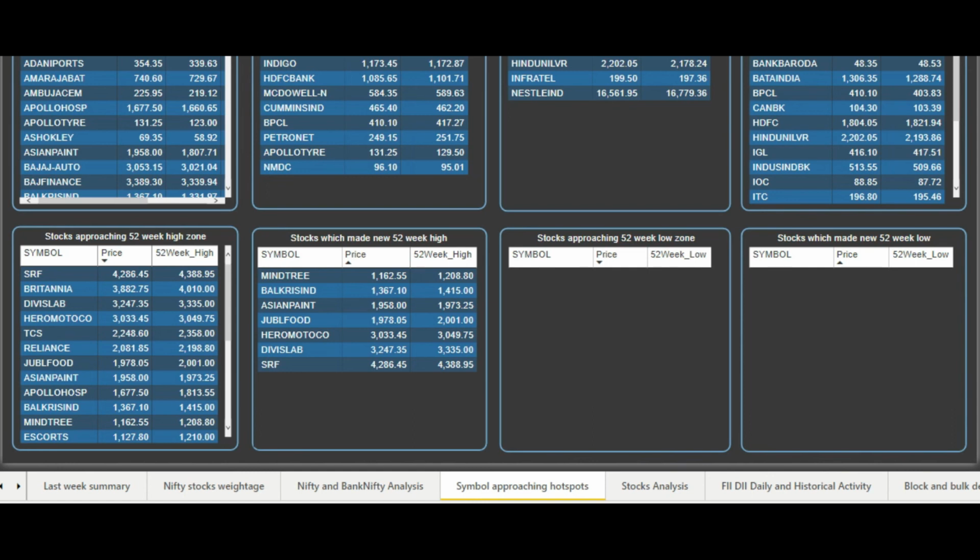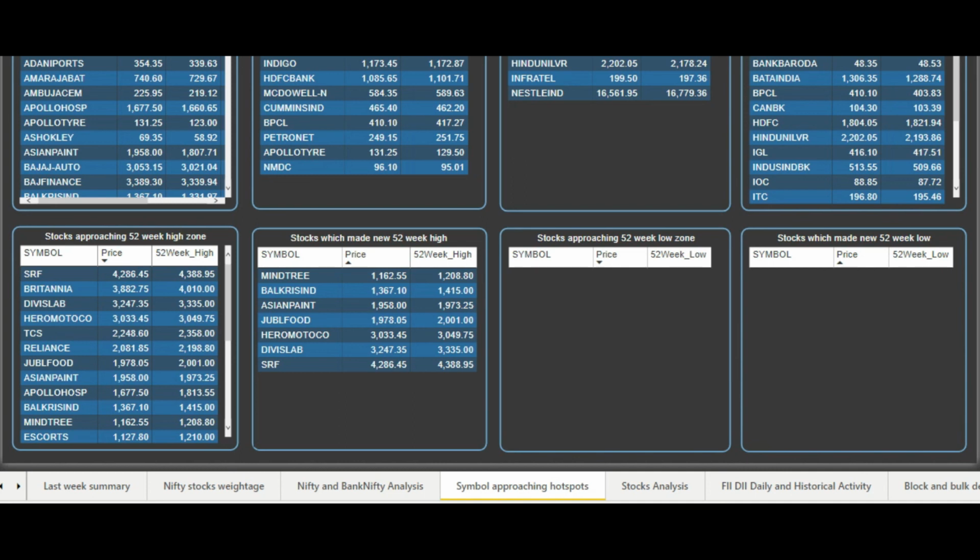Now coming to the third and fourth visuals, you can see the stocks approaching the 52-week low zone and the stocks which have already made the 52-week low. These stocks are in a strong downtrend, you can say, because they are underperforming stocks, near their 52-week low zones or having made the 52-week lows. Currently there is no stock which has made the 52-week low or is in the 52-week low zone, so these particular tables are in a blank state.